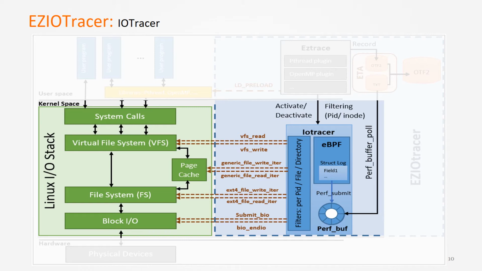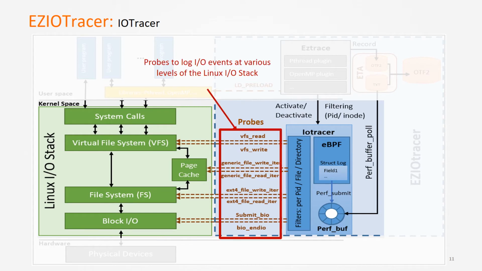Next, I will detail IOTracer, the kernel level tracer. As shown in the figure, IOTracer traces IO requests at various levels over the Linux IO storage stack, including the VFS, the page cache, the file system, and the block layer. In each of these levels, IOTracer uses different probes placed on kernel functions in order to mark the arrival of write IO operations or read IO operations.